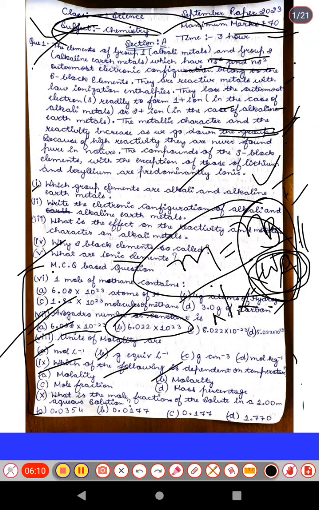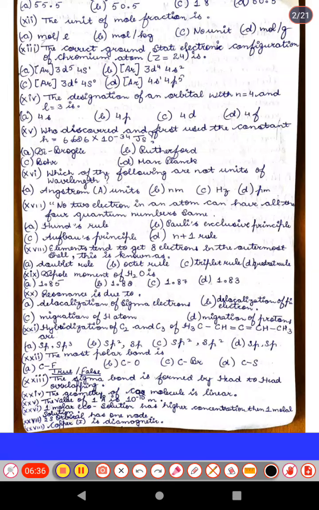Okay. Next, what is the mole fraction of the solute in 1 molal aqueous solution? First option is 0.0354, second option is 0.0177, third option 0.177, last option 1.770. Mole fraction is asked, so the correct answer is B option. This is a numerical part solved here and also solved in the MCQ series. So next question is, molarity of pure water is, first option is 55.5, second is 50.5, third is 18 and 60.5, and the correct option is A option, 55.5.